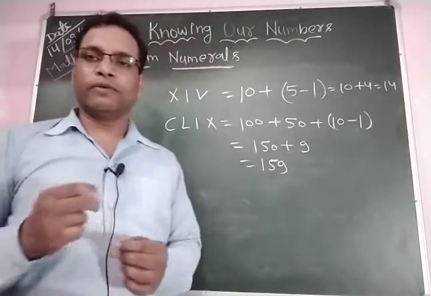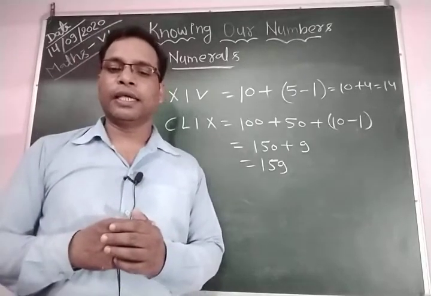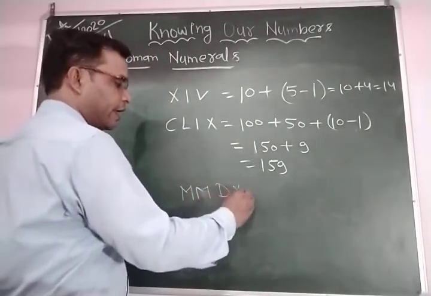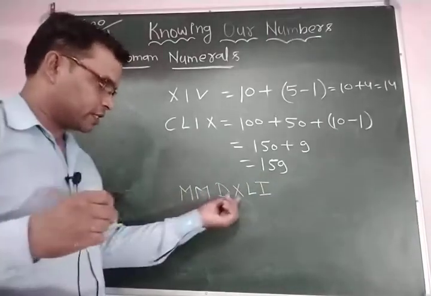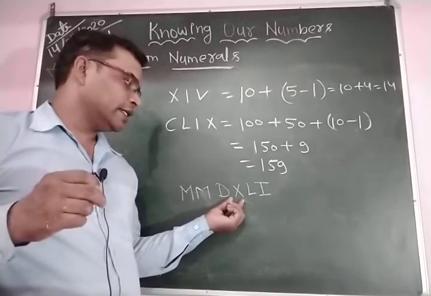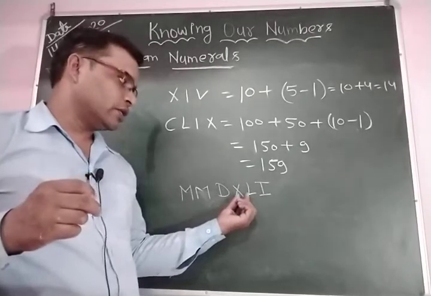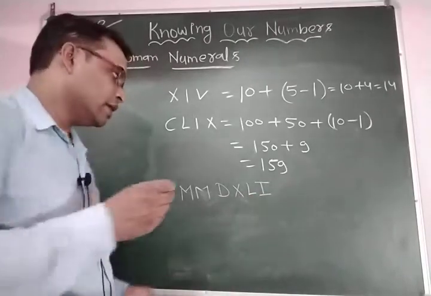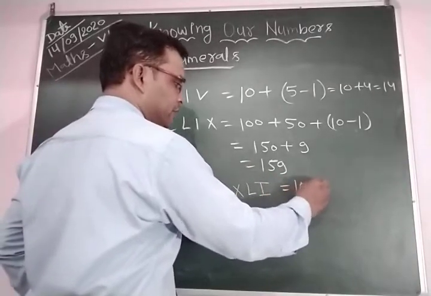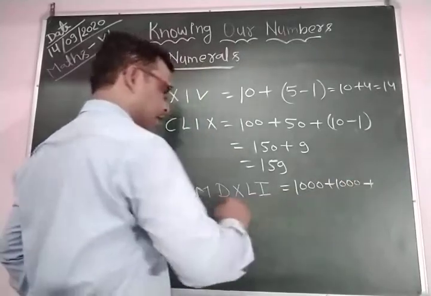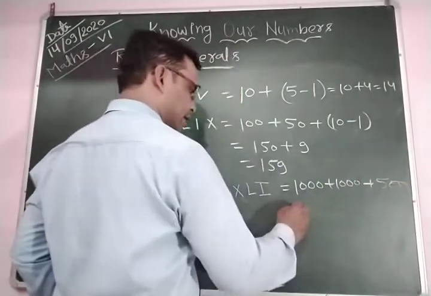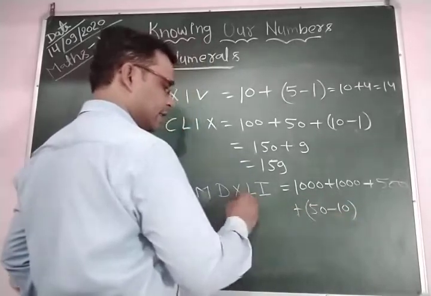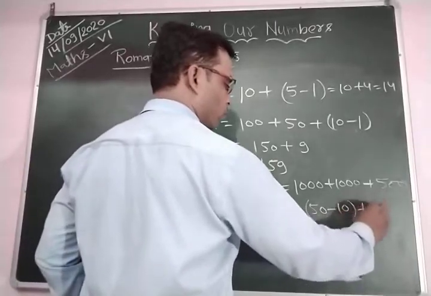Okay, now we take one more example related to these rules. M M D X L I. So you can see here, X is the smaller value, it is written between the symbols of two greater values. D and L are greater than X. So the value of X is subtracted from the value of L, because L comes on the right side of this X. Okay, so you can write M is 1000, M is 1000, plus 1000, and D is 500, clear, and plus XL means 50 minus 10, plus 1, I is 1.